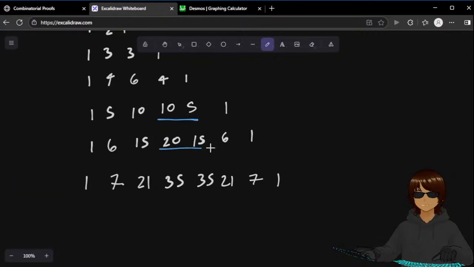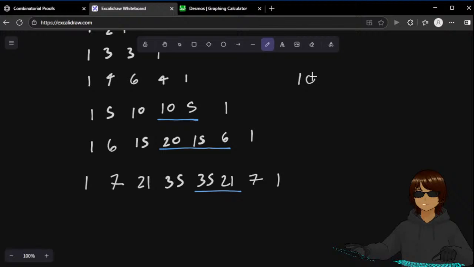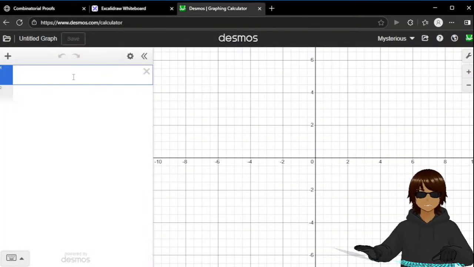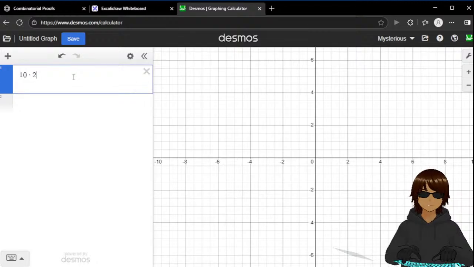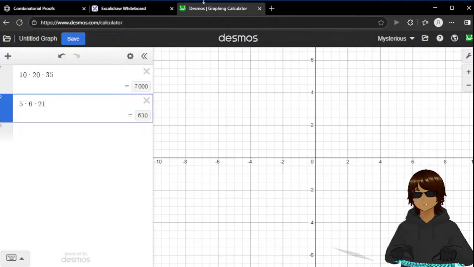It's 10, 5, and then right below this, right below. So 10, 20, 35, 10, 20, 35, and then 5, 6, 21. 5, 6, 21. 10, 20, 35, 5, 6, 21.